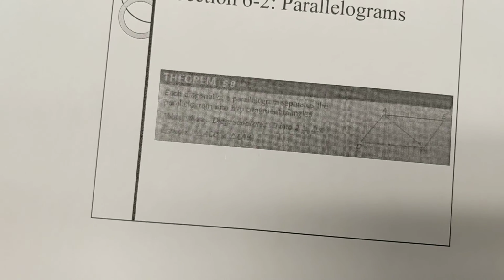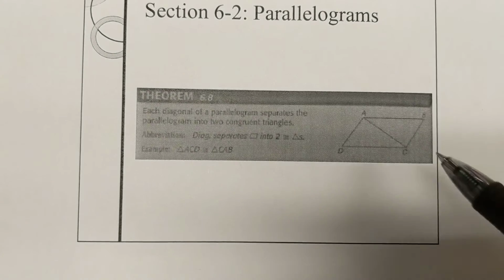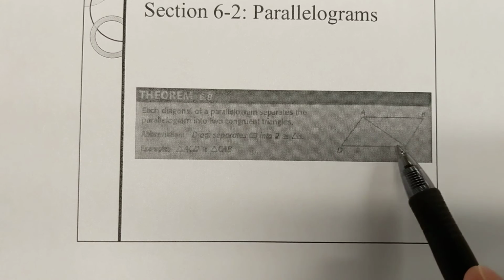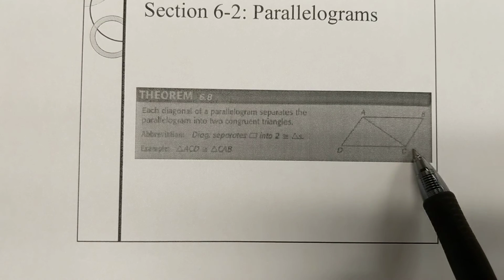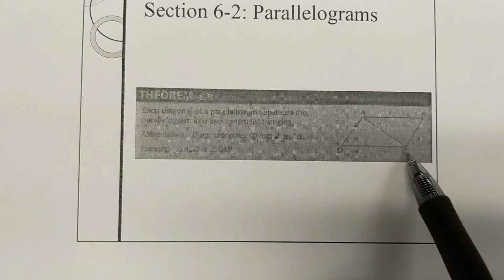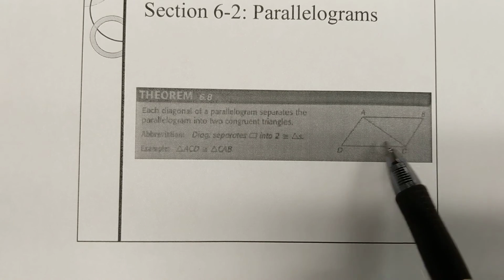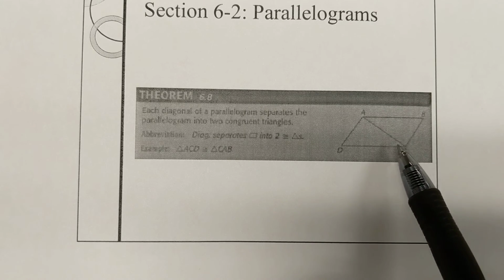All right, and the last slide here just states that if you draw any given diagonal in a parallelogram, it makes two congruent triangles. So in this case, you have ACD is congruent to CAB. Now remember that when you name triangles congruent, you have to keep the corners consistent.